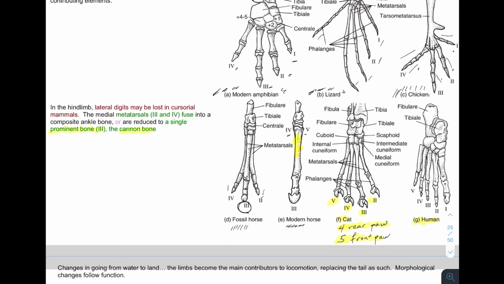And so this pes is clearly adapted to that. What you see is that the digits are all pointing in that forward direction, allowing us to be very efficient in that direction as we locomote.